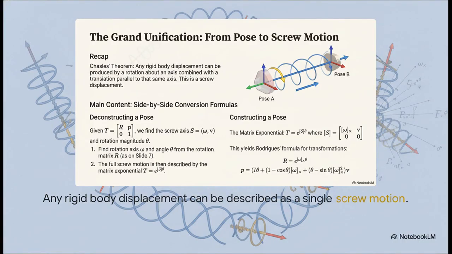And this is where we get to the grand unifying idea, which comes from something called Chasles' theorem. It states that any rigid body displacement, any movement at all, can be described as a screw motion. And what's that? It's just a rotation about an axis combined with a translation or a slide along that very same axis. As the math here shows, we can use the matrix exponential to build a full 4x4 transformation matrix from a screw axis. And just as importantly, we can work backwards to take any pose and figure out the screw motion that got it there.